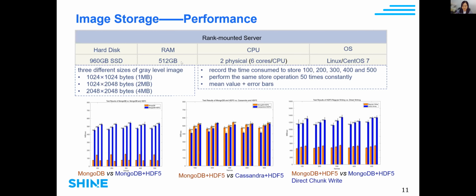The storage performance is tested on this server using 3 different sizes of 3-level images. The storage speed is compared between 4 schemas. As we can see from these pictures, using MongoDB to store the metadata and HDF file direct chunk write to store the image data can provide the optimal storage performance. It's about 1,200 megabytes per second.